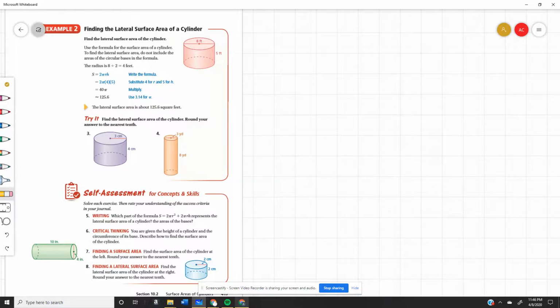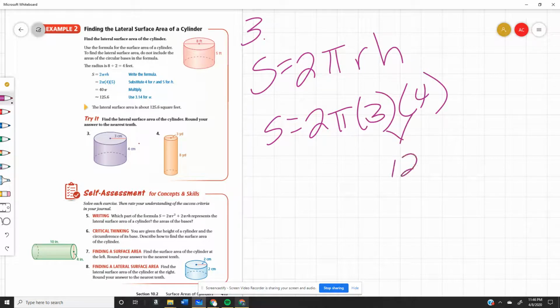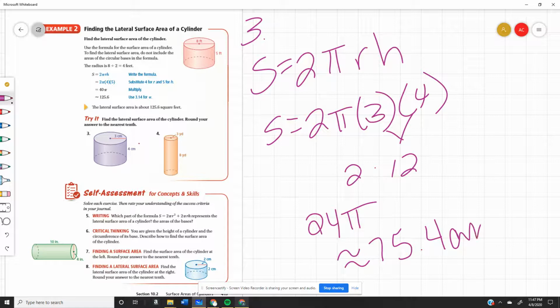All right. Let's look at triad number 3. We know our formula is going to be lateral surface area is equal to 2 pi RH. So surface area is equal to 2 pi. The radius here, they gave us the radius, so it's 3, and they gave us the height, which is 4. So we've got 12 times 2 is 24, so 24 pi. 24 times 3.14, we would say it's approximately equal to 75.4 centimeters squared.